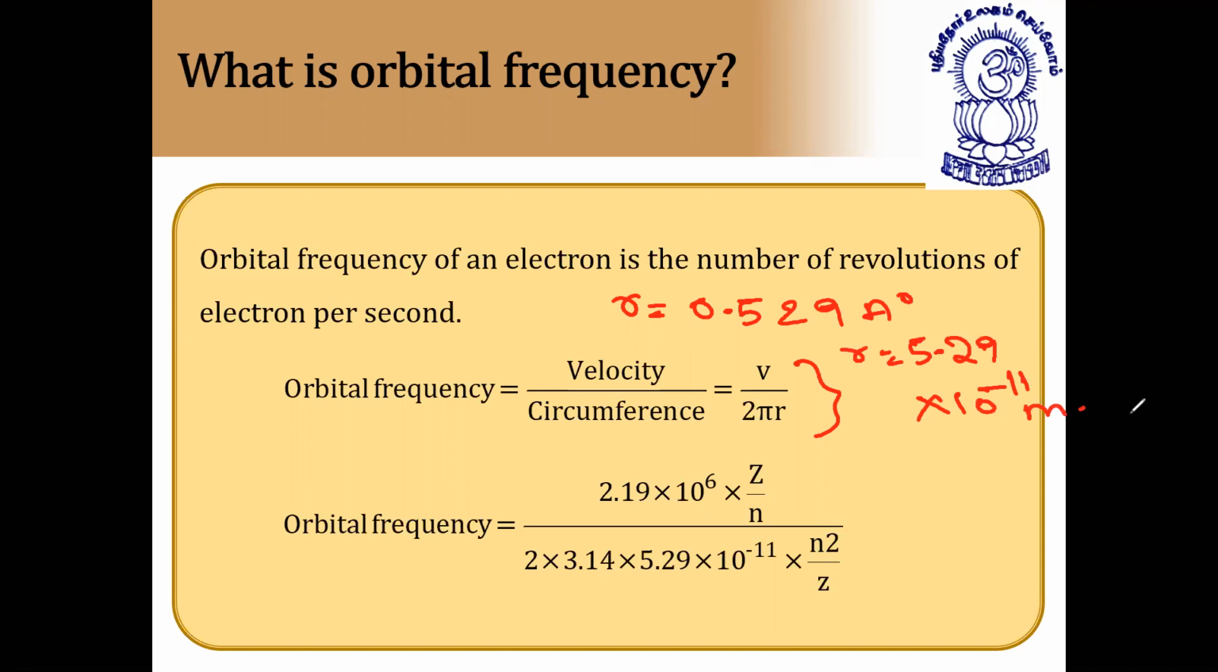So this only they have mentioned here, 5.29 into n square by z. This is the formula for orbital frequency. I hope you can understand. What is orbital frequency? Number of revolutions of electron per second.